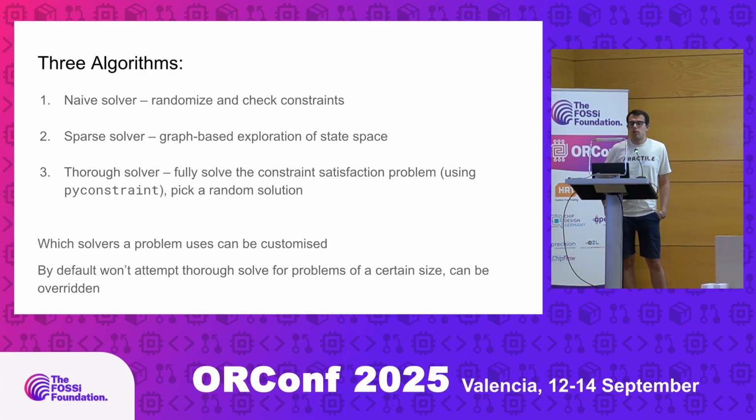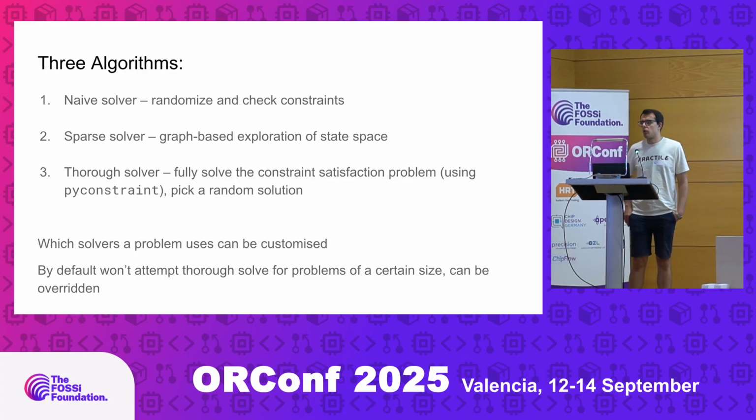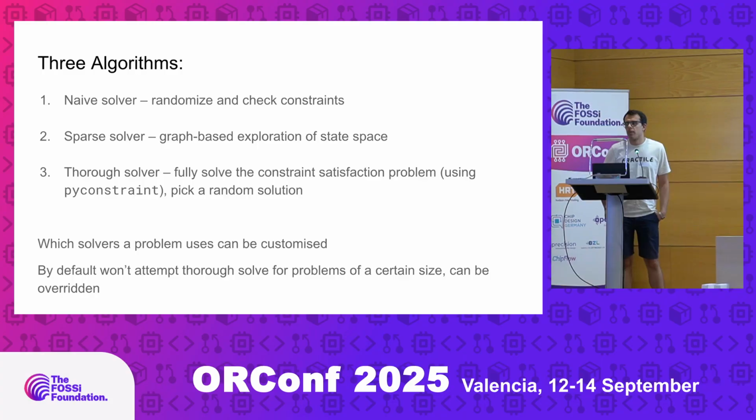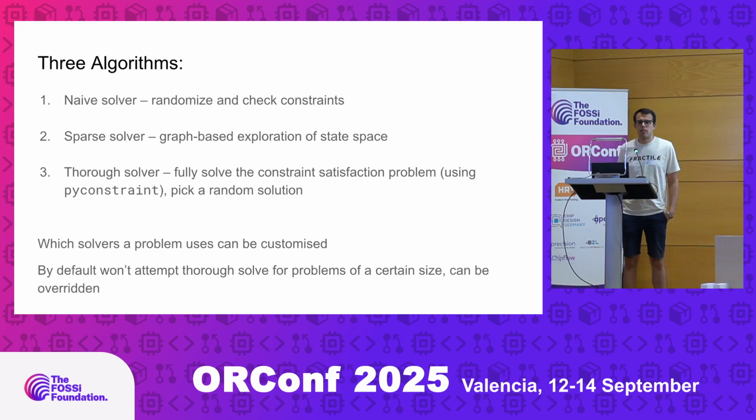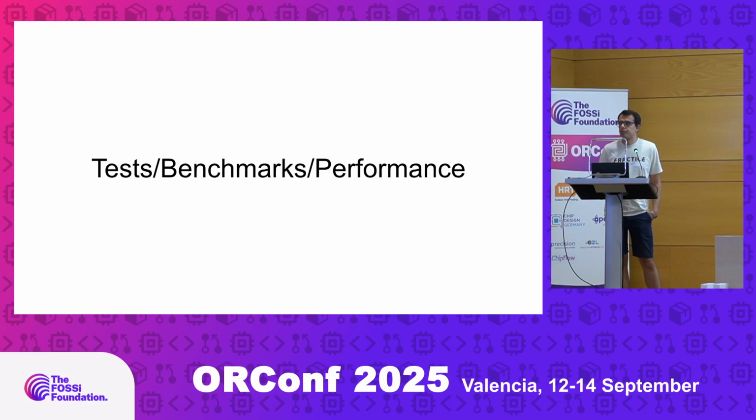If that fails, then we thoroughly solve for all possible values of the CSP using PyConstraint, and then we pick a random solution. And note that that often can't be applied because the problem just simply is too big by construction. So that's when you get failures out of it. You can customize which solvers are used for a given problem as well by experiment.